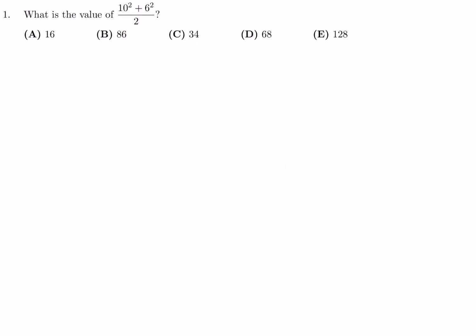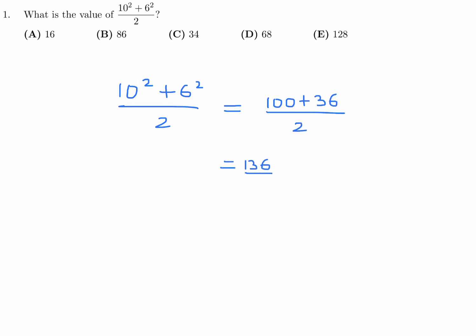What is the value of 10 squared plus 6 squared, over 2? 10 squared is 100, 6 squared is 36, divided by 2. So that is 136 over 2, and that equals 68. So number 1, the answer is D.